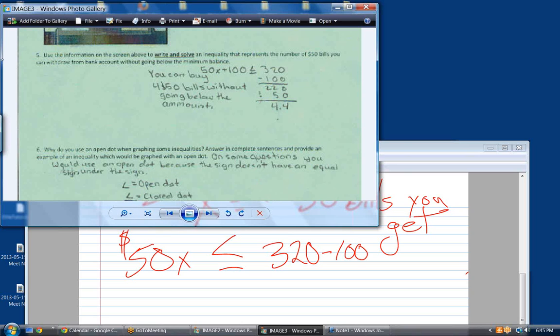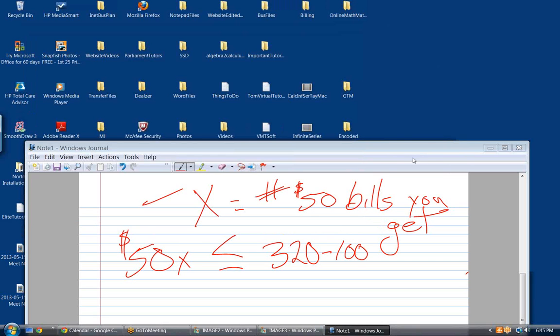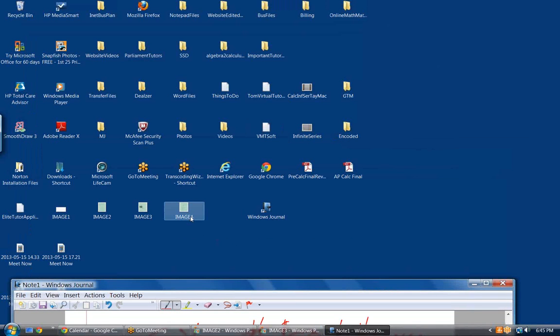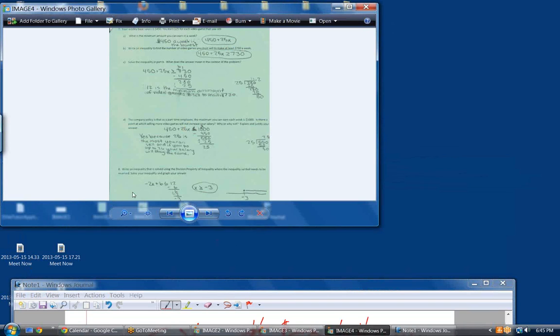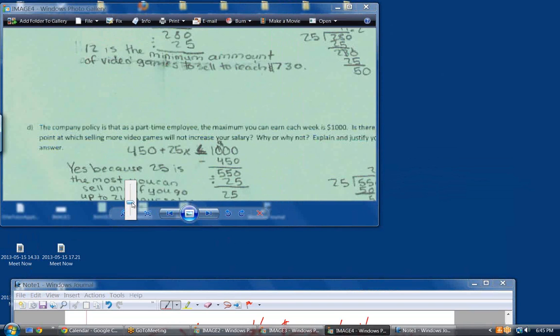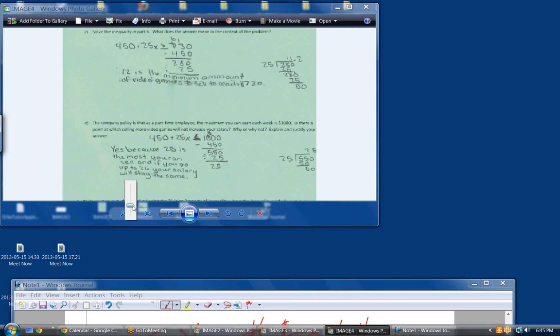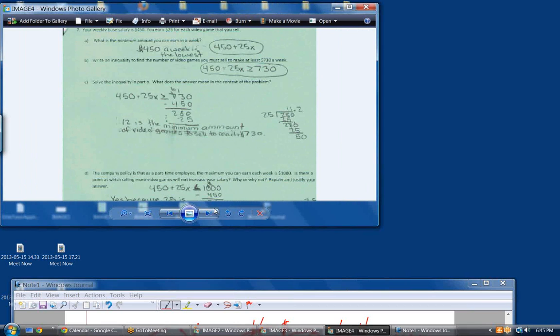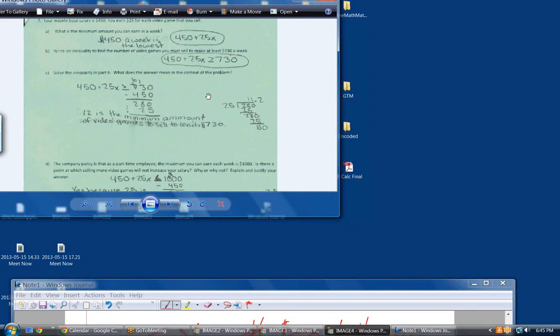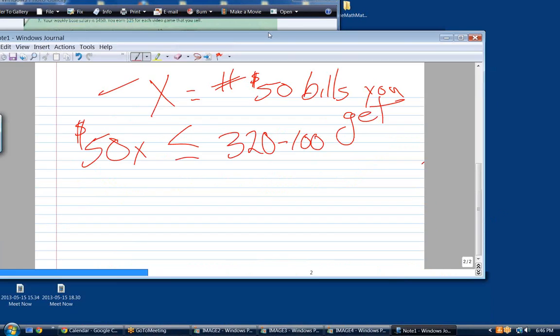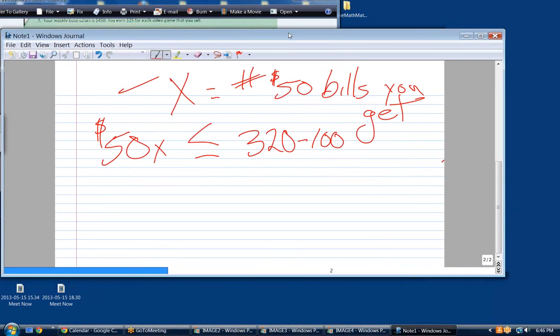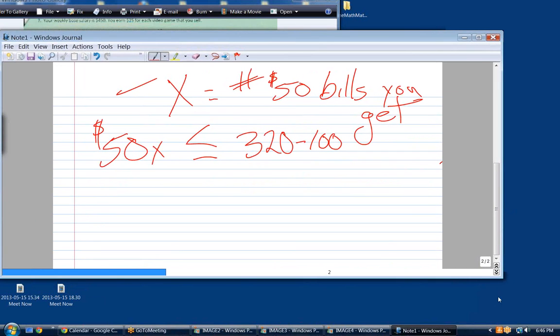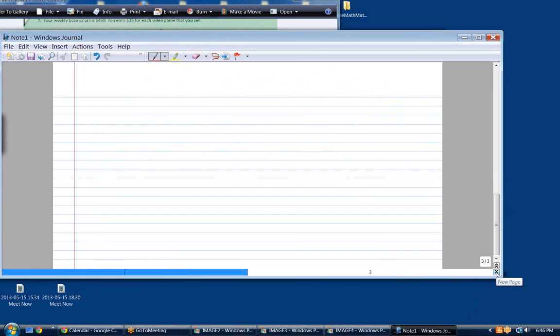Let's open up the fourth page here. Again, let's cover up everything. You work from scratch.